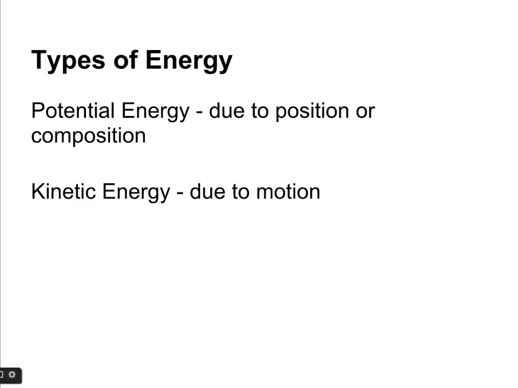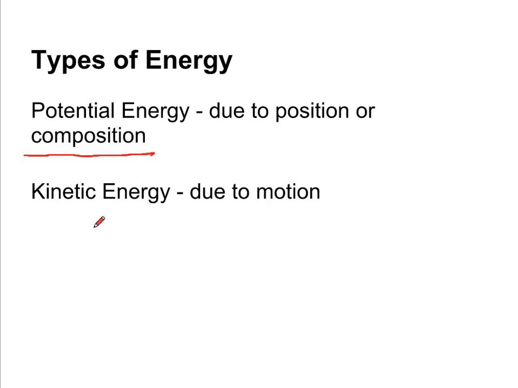The two main types of energy are potential energy and kinetic energy. Potential energy is energy that an object has due to its position or composition, and kinetic energy is energy due to motion. Now, when we say composition, that's talking about chemical potential energy. There is potential energy in the bonds of molecules. That energy is released in reactions, and that's how we have heat released in reactions.